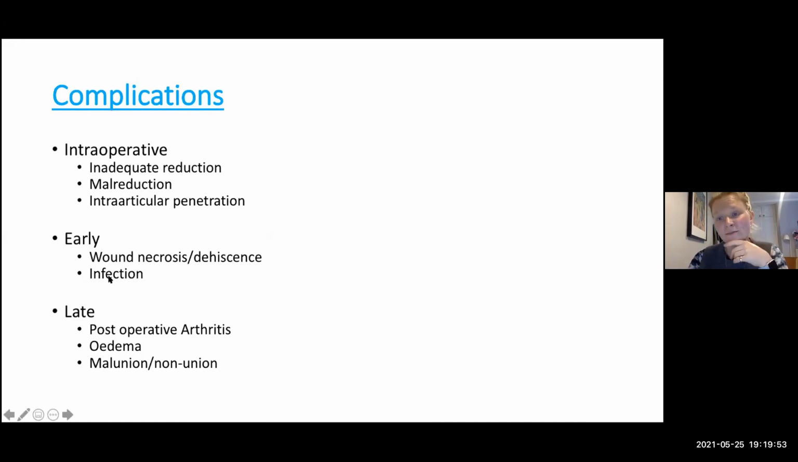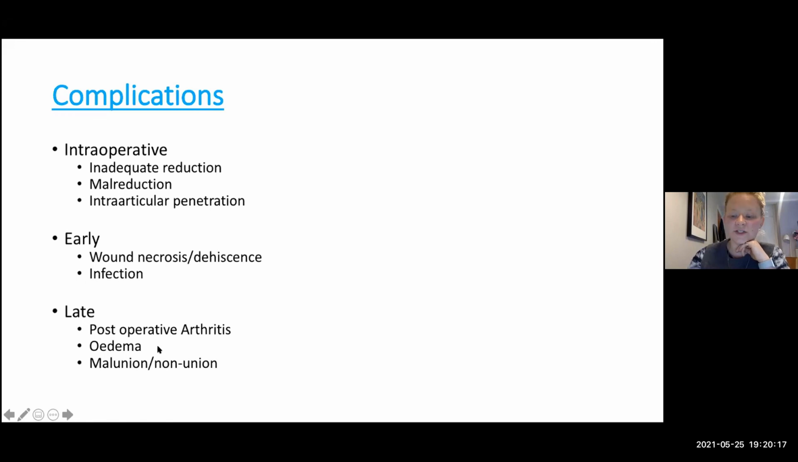Infection, by that I mean both superficial and deep. And you've got to think again about osteomyelitis, all that kind of thing. And late, I mentioned about postoperative arthritis being more prevalent again, in the more severe the fractures, so Weber C, the Pilon fractures, those sorts of things patients are particularly vulnerable to developing arthritis.